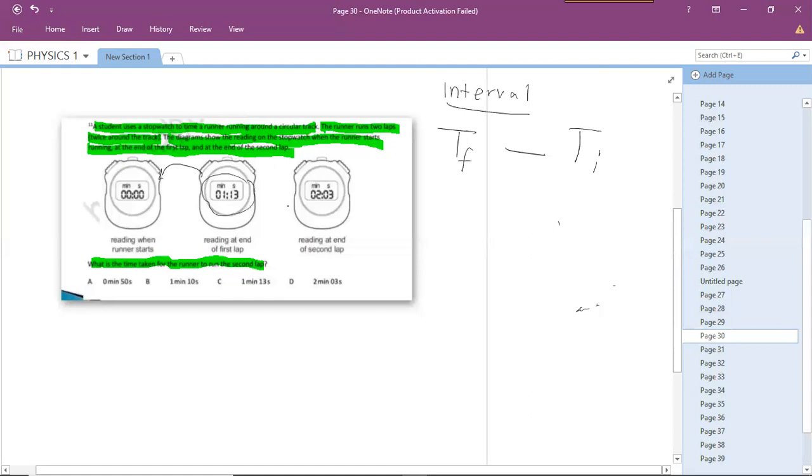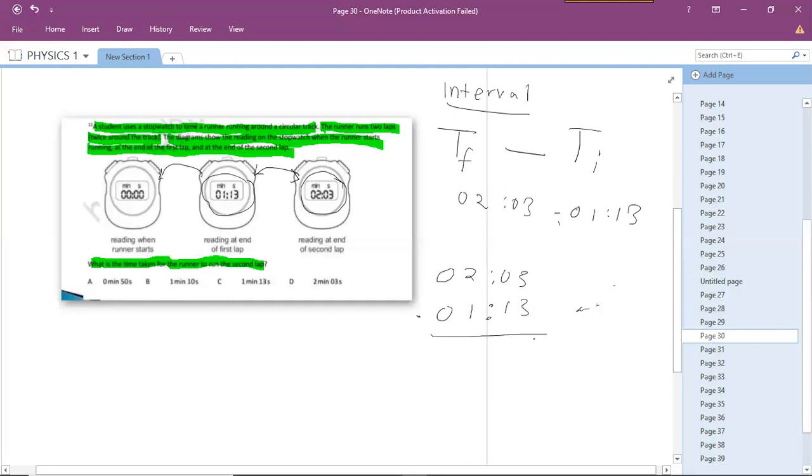But the question is saying, what is the time taken for the runner to run the second lap? So the second lap was in 2 minutes and 3 seconds. So we have to know the given time interval there. So it has to be 2 minutes and 3 seconds minus 1 minute and 13 seconds. So how do we subtract time? We'll say 2 minutes and 3 seconds minus 1 minute and 13 seconds.